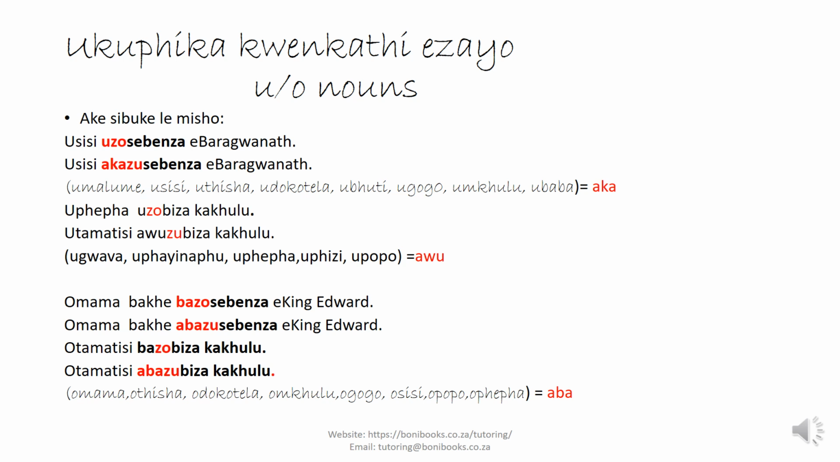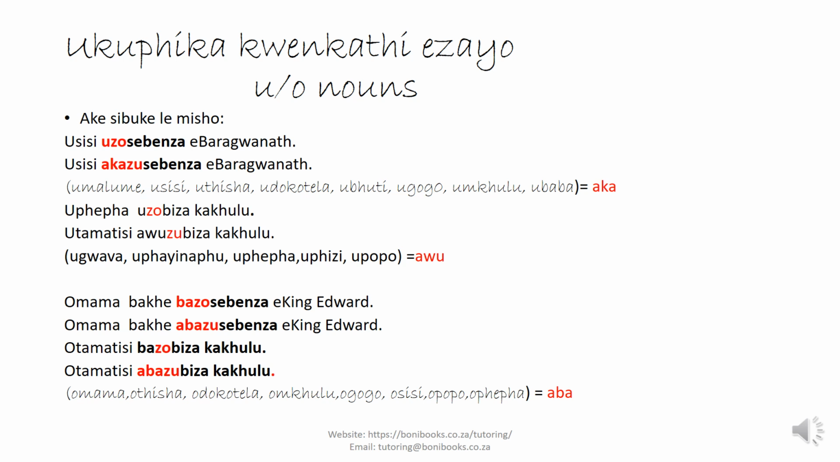Okay, let's continue and see how we make the negatives of the future tense. It is so easy here because in the positive we say zo: uzohamba. But in the future negative, that zo becomes zu. But again, it is important to look at the nouns according to their groups. Let's look at these sentences. Usisi uzosebenza eParagwanath. Because usisi is in this group, we say usisi akazusebenza eParagwanath. Whichever noun you use, like usisi, utisha, udokotela, ubhuti, as long as it is a person, we will say akazusebenza.